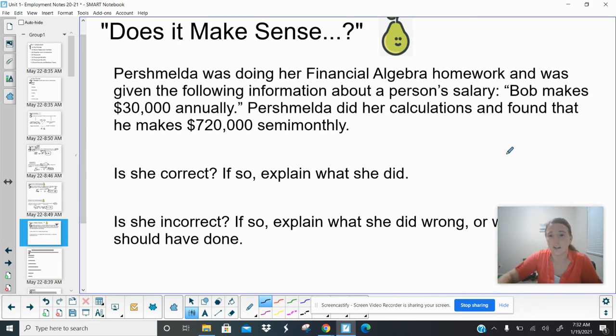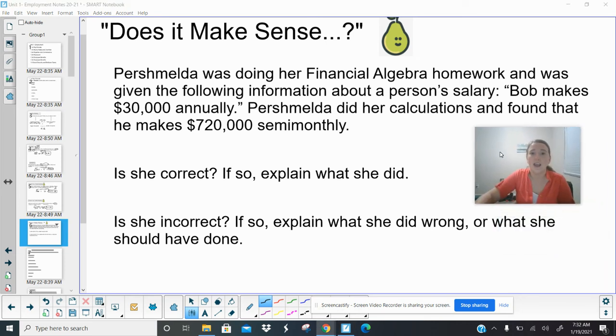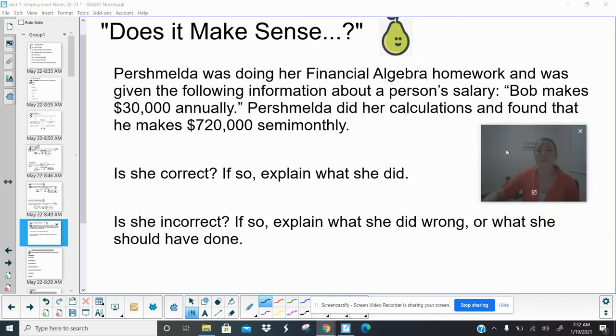Pershmelda was doing her financial algebra homework. Go ahead and read through this. She was given the following information about a person's salary. Bob makes $30,000 annually. Pershmelda did her calculations and found that he makes $720,000 semi-monthly. Is she correct? If so, explain what she did. Is she incorrect? If so, explain what she did wrong, or meaning what she should have done. Go ahead and think this through, read it through, and try and write a sentence here.